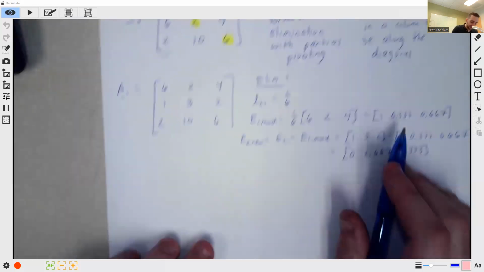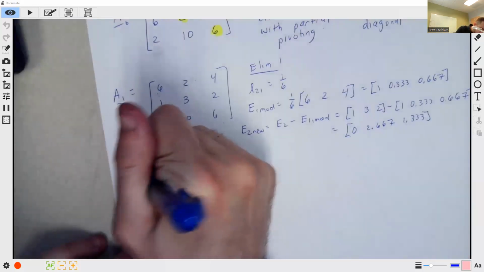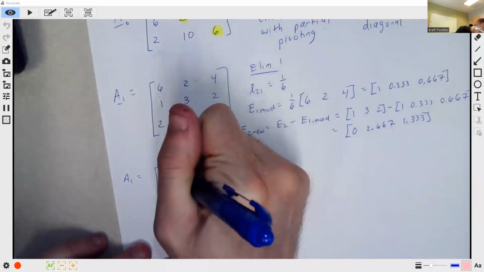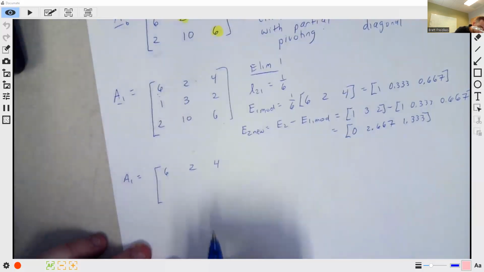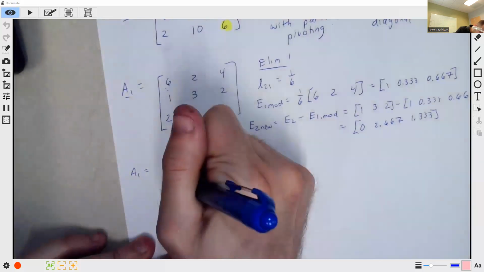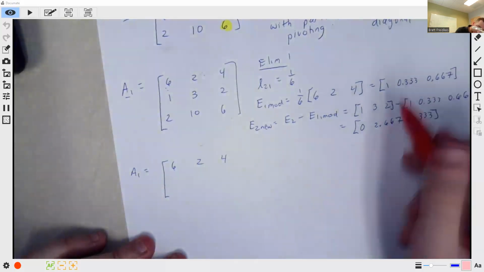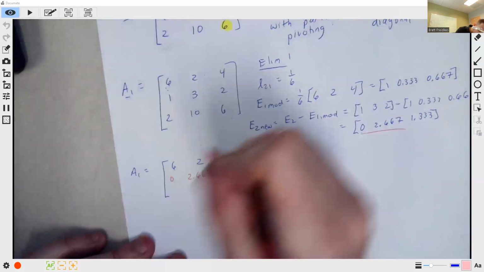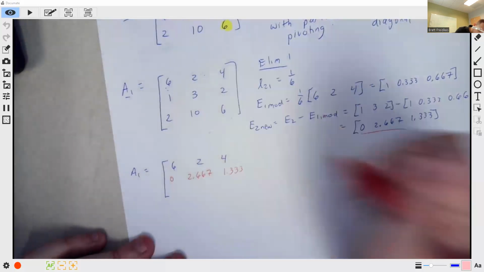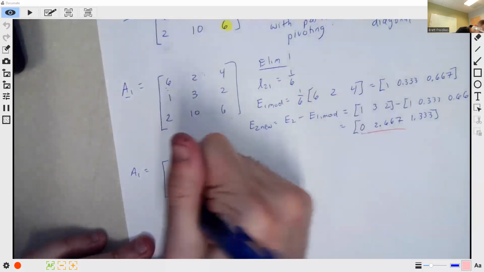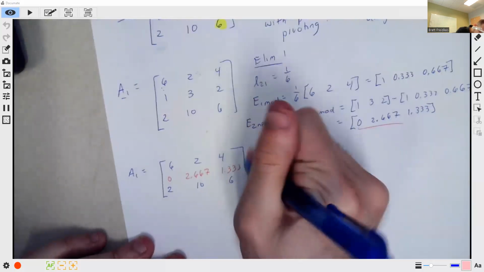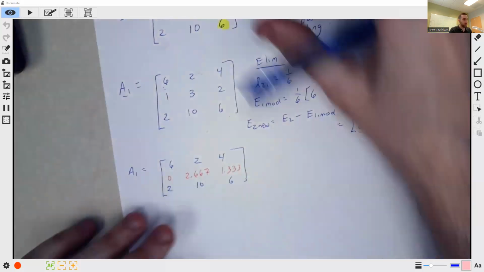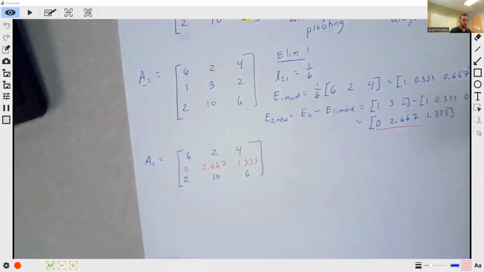We will substitute that back into here. I'll still call this our A1. Granted, it's different, but we haven't pivoted. We've only pivoted once. That's 6, 2, 4. We're going to replace this now here. So 0, 2.667, 1.333. And our last row is exactly the same.